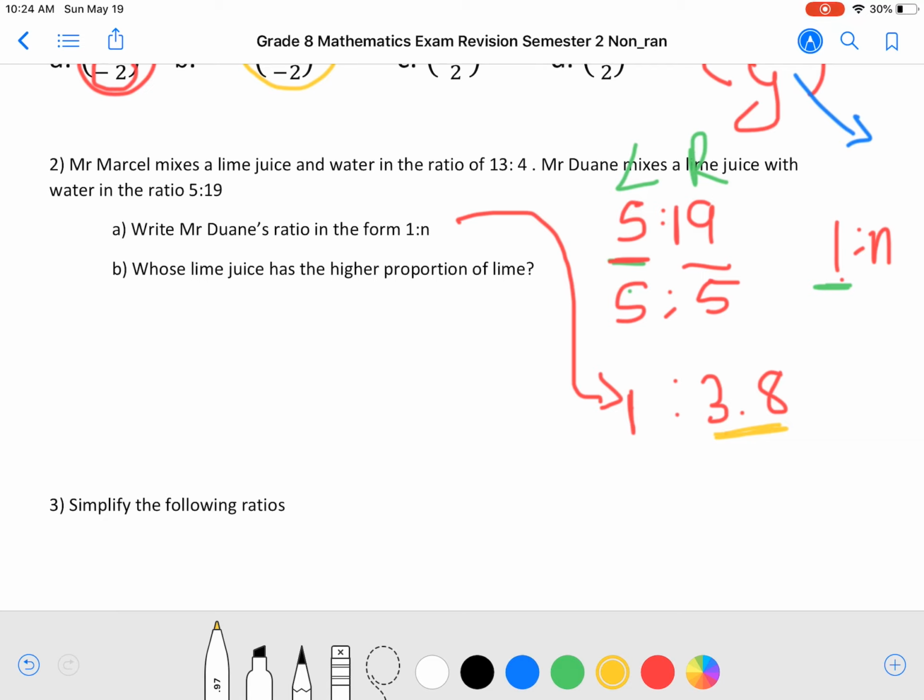Now I'm not going to do number B for you, because I think that you can do number B on your own. I'll give you the method. You need to find Mr. Marcel's ratio of lime juice to water, and then compare it to this lime juice to water ratio over here. Once you've done that, you can see which one has the higher proportion of lime, and that will give you an idea.